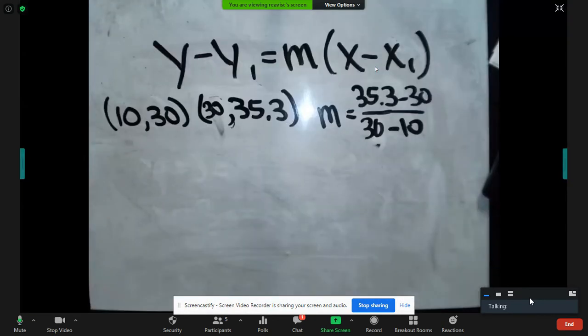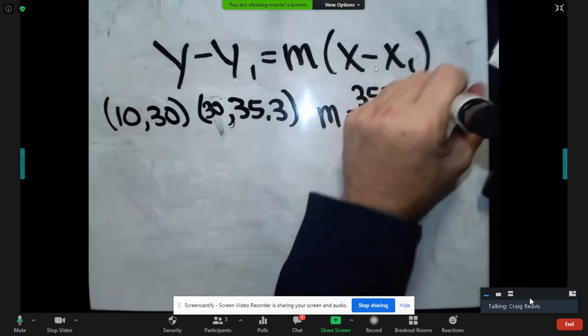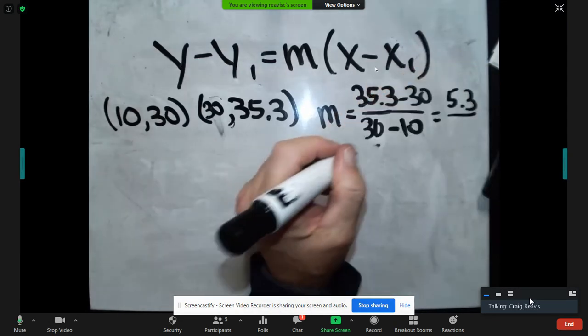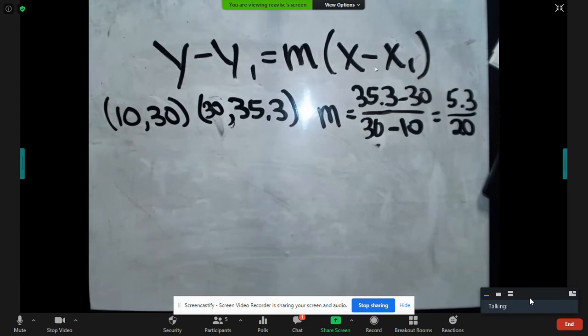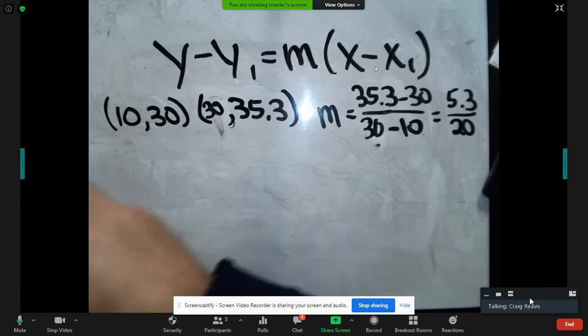All right, now what's that slope going to be? That's going to be 5.3 over 20. And I'm going to put that in my calculator. Now, on these application type problems, usually instead of a fraction for the slope, they want you to go ahead and divide it out and get a decimal. And let's see, 5.3 divided by 20 is 0.265.